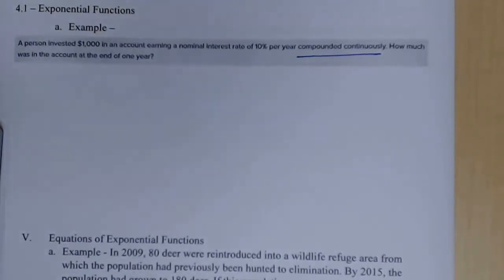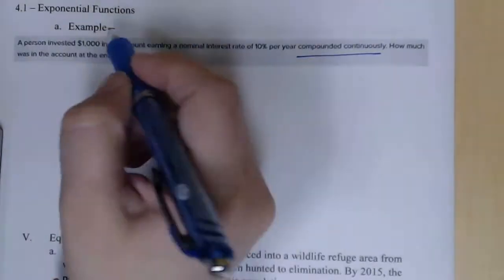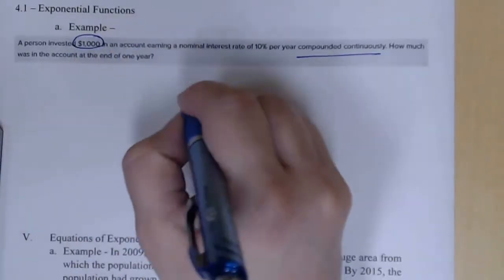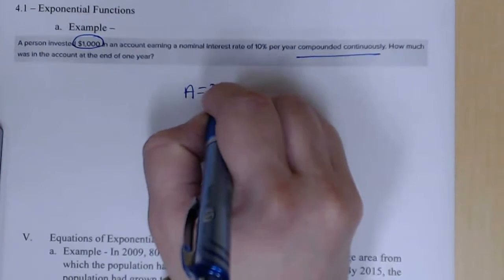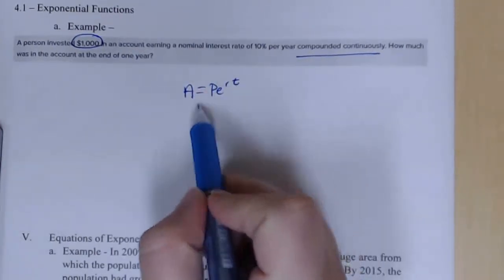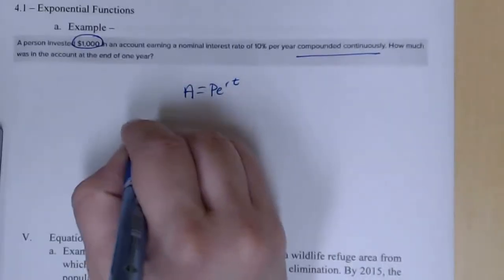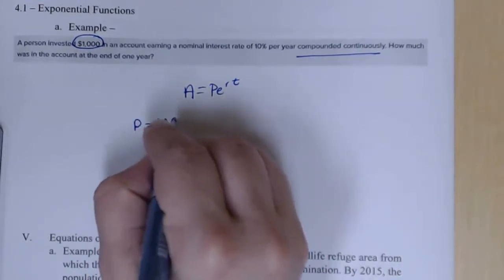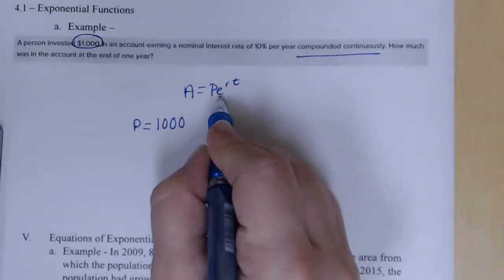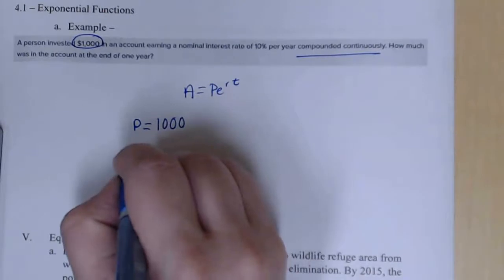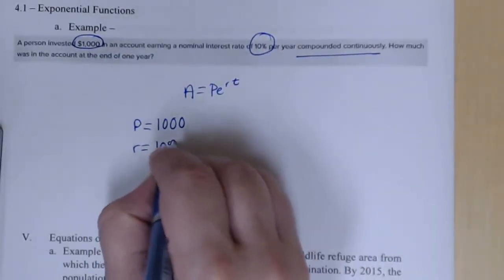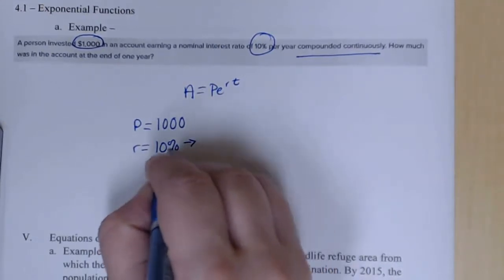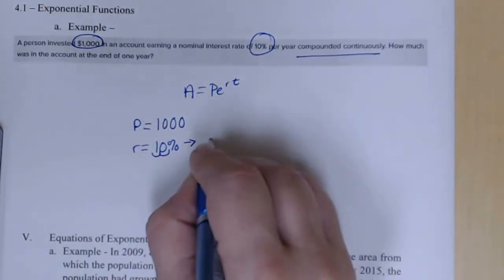It says how much was the account at the end of 1 year. So a person invested 1,000. So I'm going to say A equals Pe to the rt. Sometimes I call that Pert. Where P is my principal, I'm investing 1,000. E is not a variable, it's a value. R is my rate, and it's 10% per year. So 10%, and I'm going to change it to a decimal, move it 2 places to the left, so 0.10.